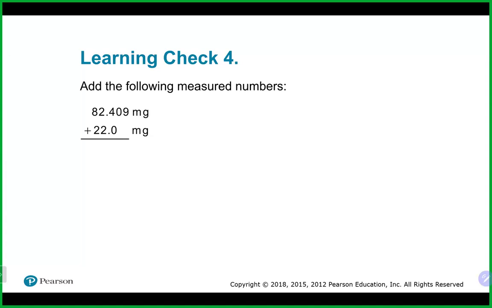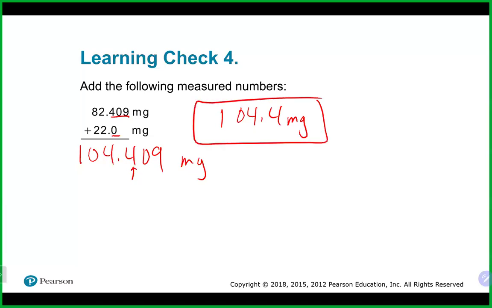Okay, if we punch this into our calculator up on the display, we get 104.409 milligrams in this case. Once again, we're adding, so we look at decimal places: 3 decimal places, 1 decimal place, so we would go to 1 decimal place. So 104.4 milligrams would be our proper answer in this case. Again, it has 1 decimal place, but it does have 4 significant figures if you were going to go on and use it with its significant figures.